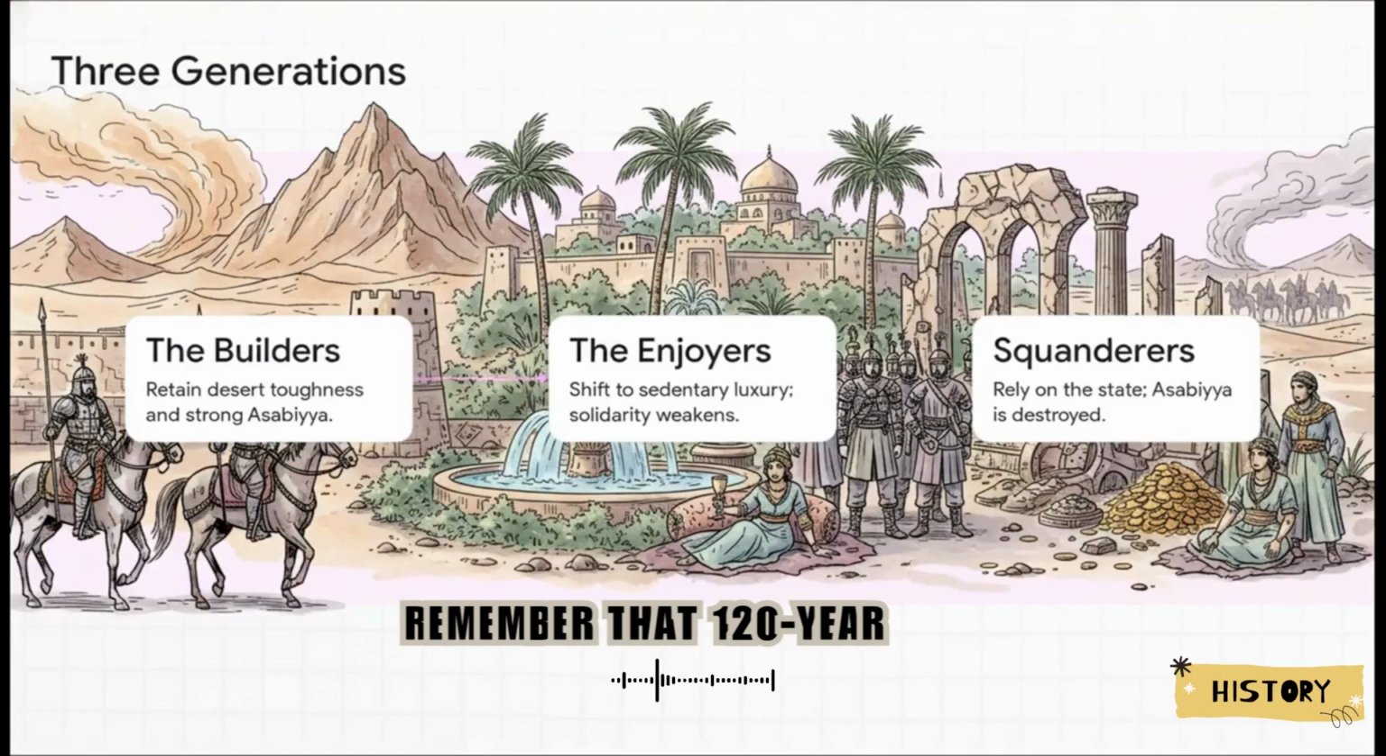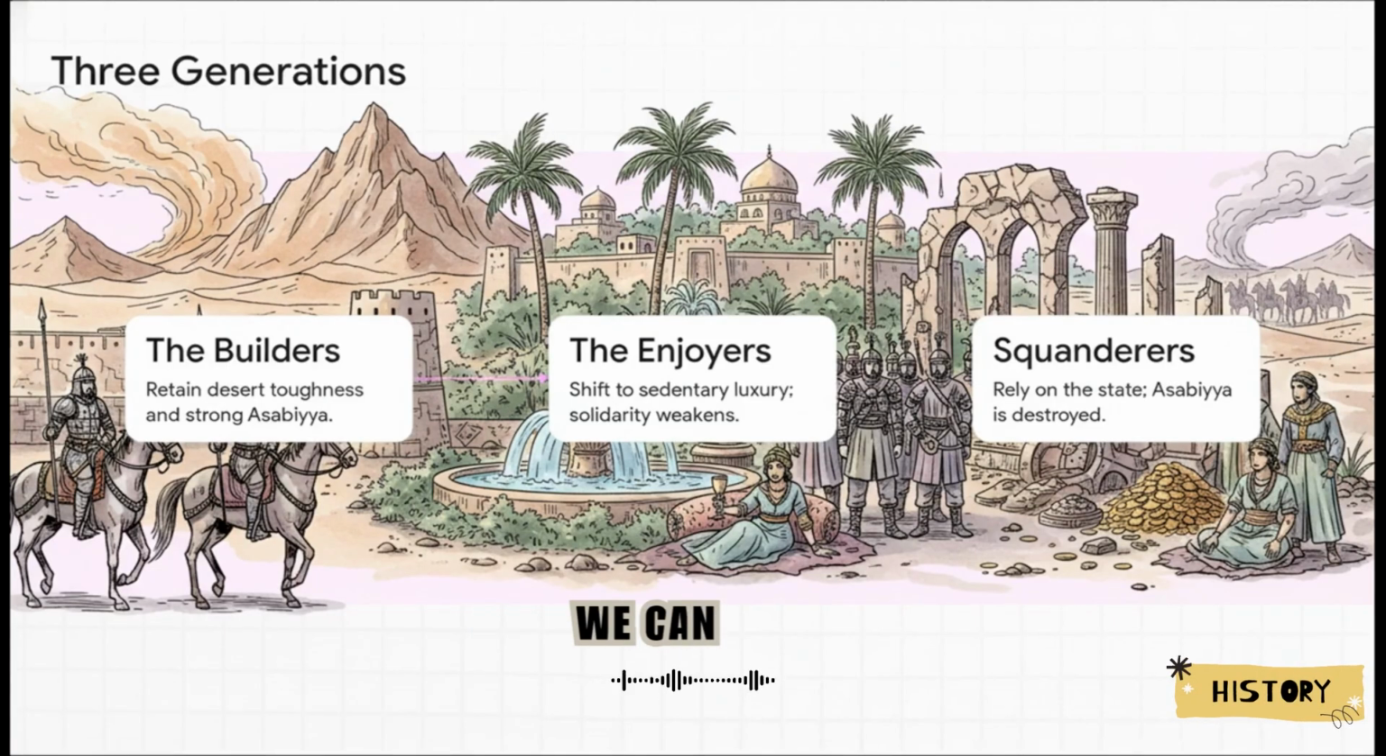So remember that 120-year rule we talked about earlier? Ibn Khaldun divided it into the rule of 3 generations, with each one lasting roughly 40 years. The first generation, we can call them the builders. They've just conquered the cities. They still retain all their desert toughness, their raw courage, and their incredibly strong asabiyya. They are feared and respected.